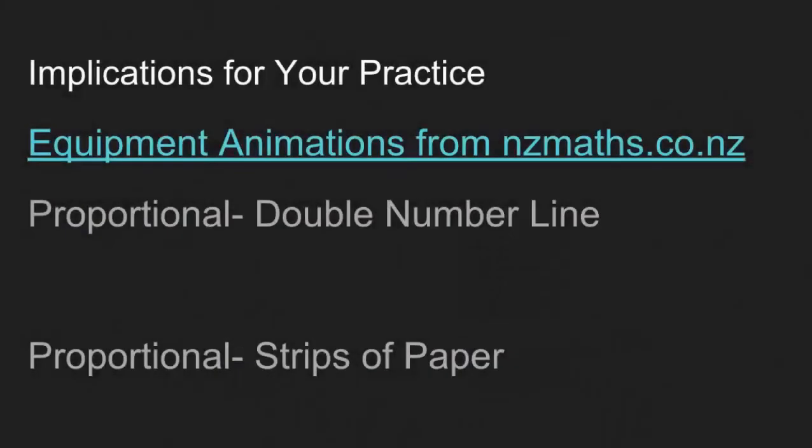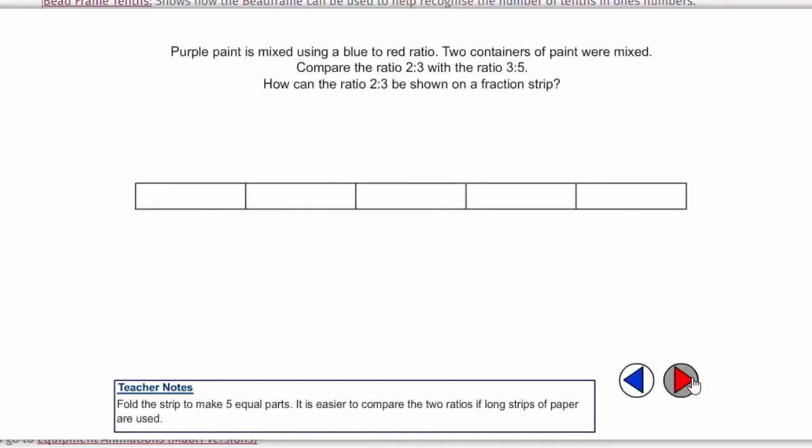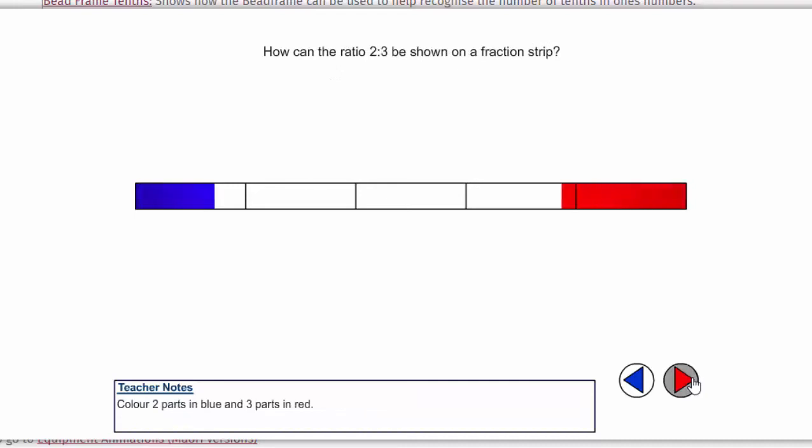Which strategies do you think you need a better understanding of before discussing with students? These animations from nzmaths.co.nz will offer some insight. The aim of this animation is to show how strips of paper can be used to compare ratios. The animation will walk you through a scenario and set up an example for you to view. Notice how it shows the ratio of 2 to 3. This same idea could be used with Cuisenaire rods.